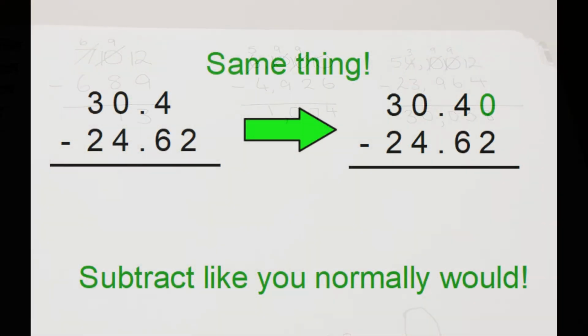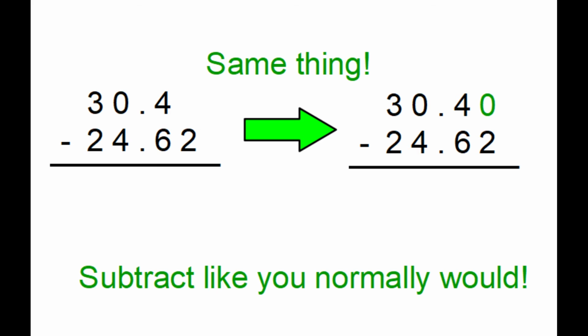Now there's one more thing I want to show you before you move on to your independent work. When you're subtracting decimal values, it's the exact same procedure as when you're subtracting whole numbers. However, sometimes you'll get a problem that looks like this. 30.4 take away 24.62.